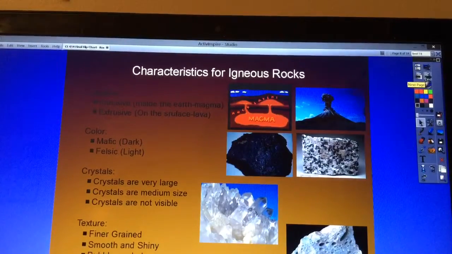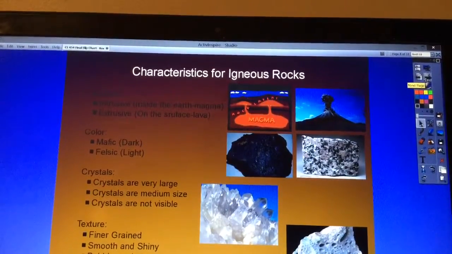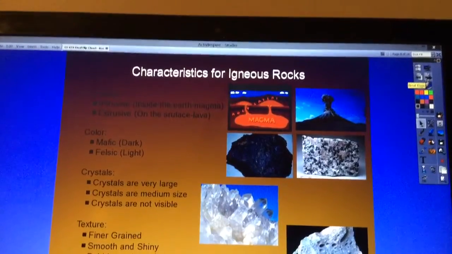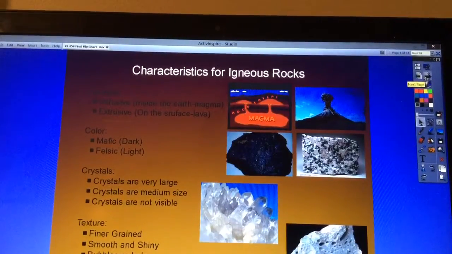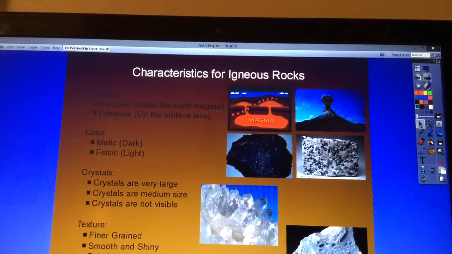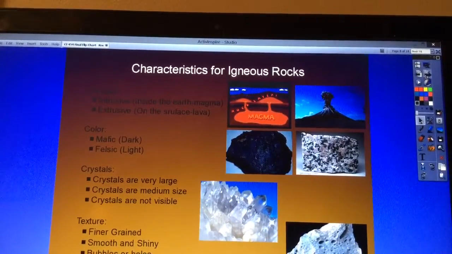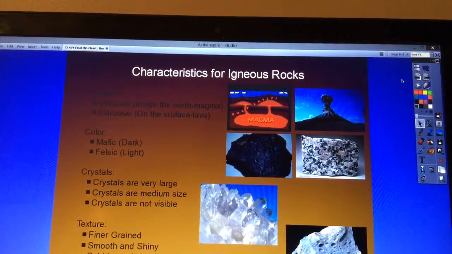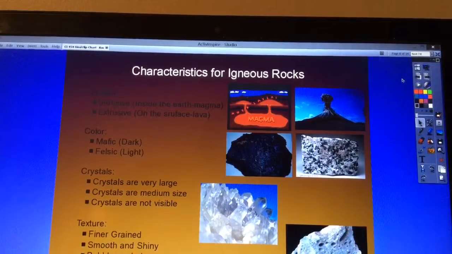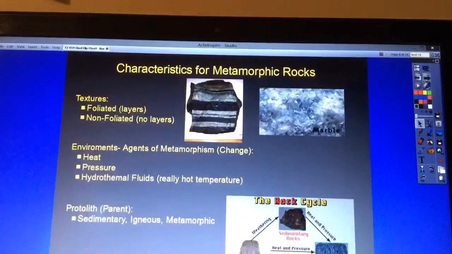They will learn about the location, the color, the crystals, and the texture. And I have a picture going with each different category for characteristics. And that way the students get a broad variety of characteristics and they can see the different spectrums.